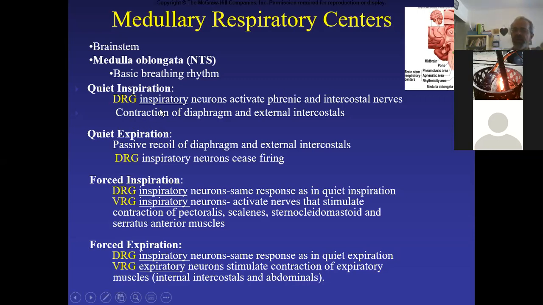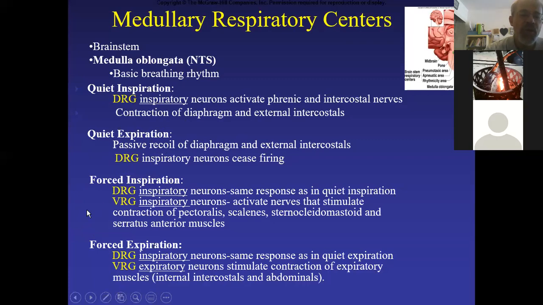So when the DRG neurons fire, which they do repeatedly, they activate the phrenic and the intercostal nerves, which then travel to the diaphragm and the external intercostal, causing those muscles to contract, which increases the volume of the thoracic cavity, and that ultimately will decrease pressure, which will draw air in. Quiet breathing or quiet expiration, this is just a passive recoil. Those nerves that were firing, they stop firing, and so the muscles relax. So quiet inspiration, quiet expiration.